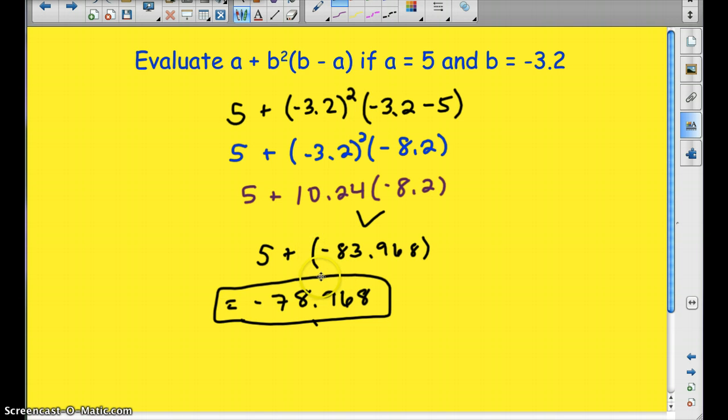Now this was on our pre-assessment, or a problem like this, and the biggest mistake that I saw you guys make is you wanted to add these first rather than multiply. And trust me, that is a huge mistake that I see a lot of students make. So don't feel bad if you made that mistake, but now you know you got to multiply first before you add.